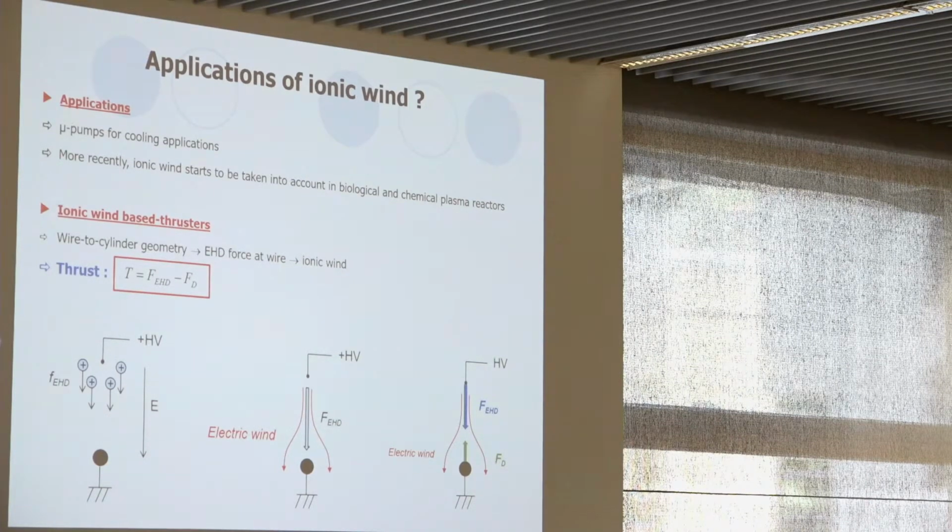So for example, we can imagine we have a wire to cylinder geometry. Here it is a cross-section view. So we apply the positive high voltage at the wire. So we have an EHD force, an ionic wind, and then the thrust corresponds to the EHD force minus the drag, which is due to the ionic wind flowing around the cylinder. But this drag is very small compared to the EHD force.